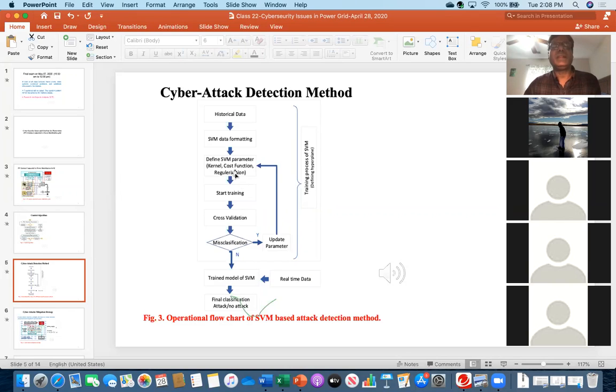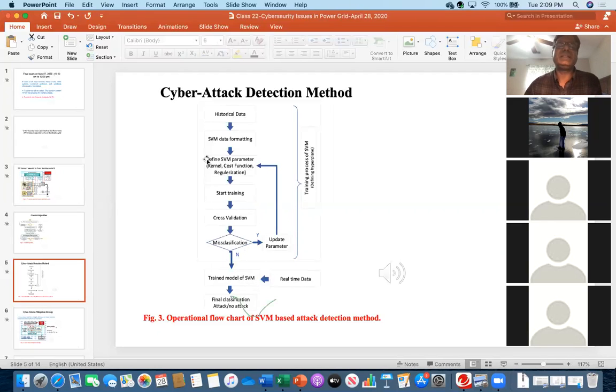regularization, and that is the training. Once the data is trained, there is a cross validation process, and then check whether it can properly classify or not, whether there is any misclassification. If there is misclassification, then again update the parameters. This is the kind of training. Once you train the system and it can properly classify, then apply some real data.